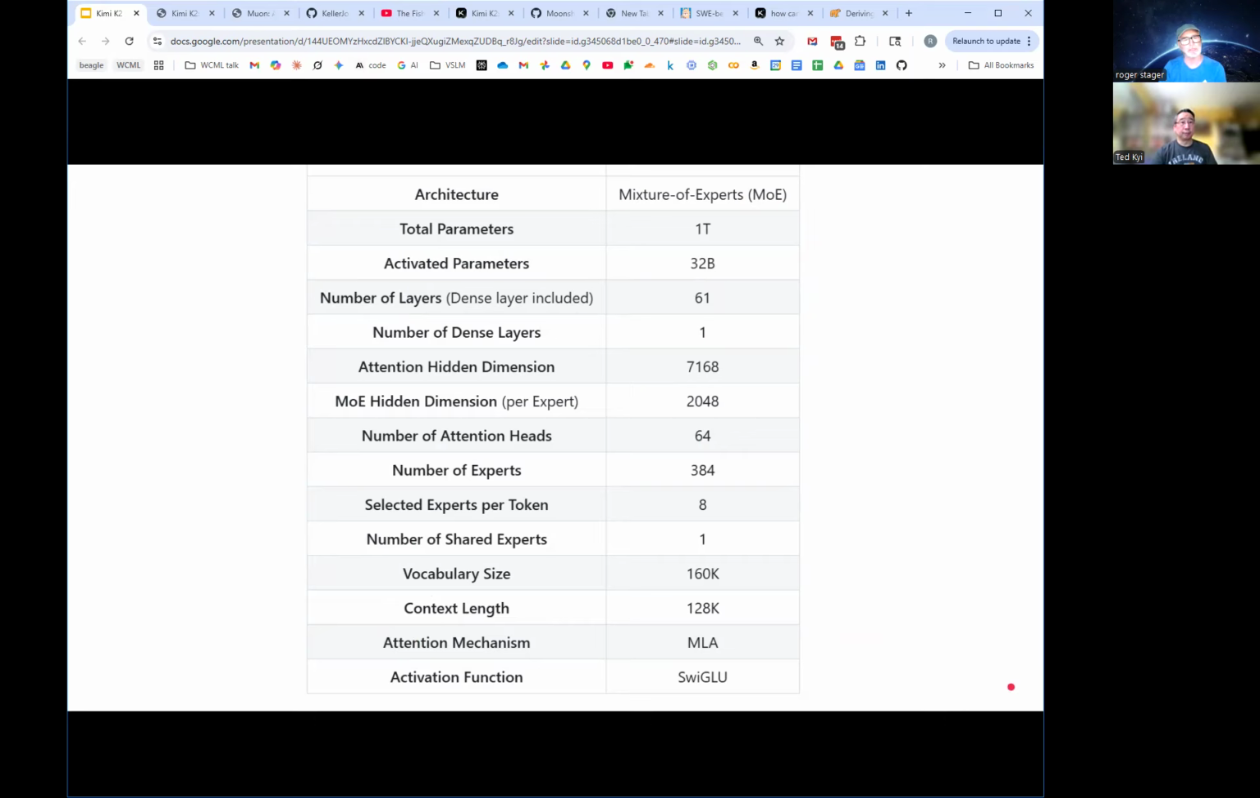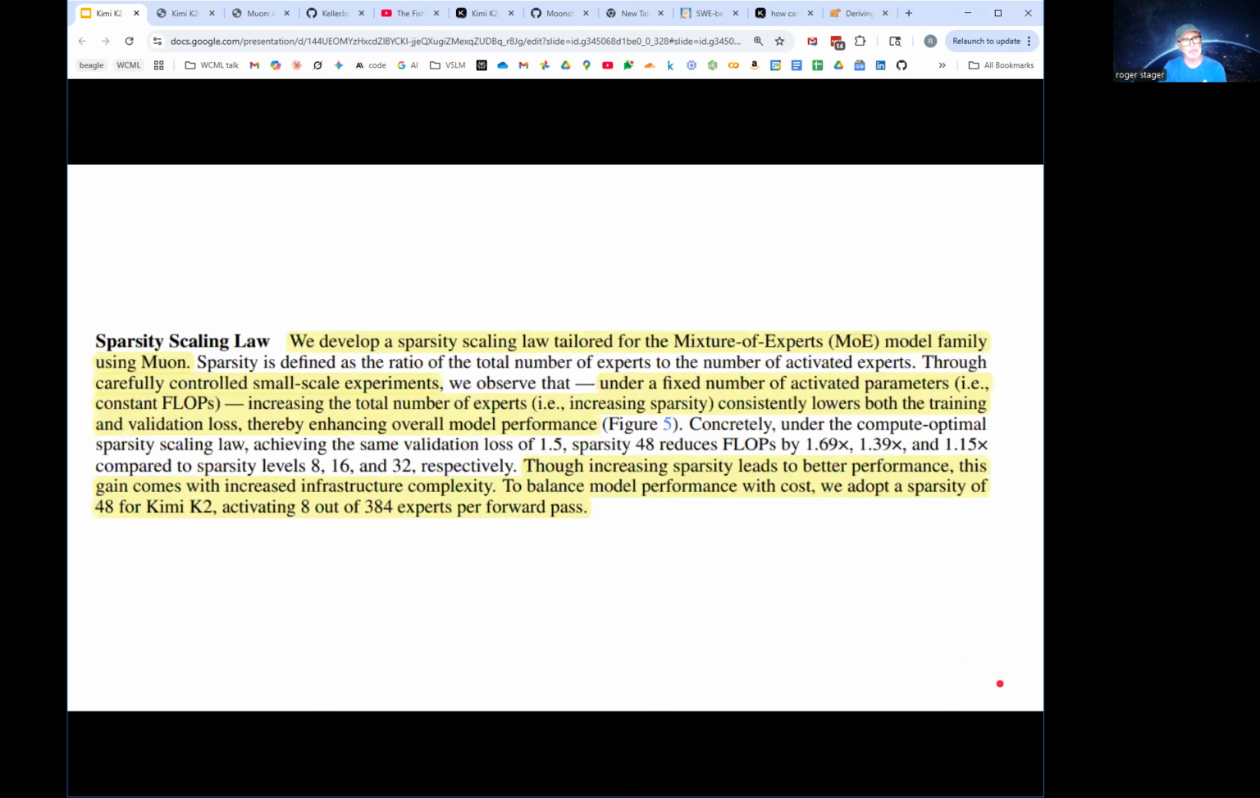I think I provided a list somewhere for the Moonshot GitHub, and it shows those parameters. Interestingly, they did this sparsity scaling law. This is where they talk about the number of experts versus how many are active at a time. They look at, for a fixed budget, increasing the total number of experts, i.e., increasing sparsity, consistently lowers both the training and validation loss, enhancing the model's overall performance.